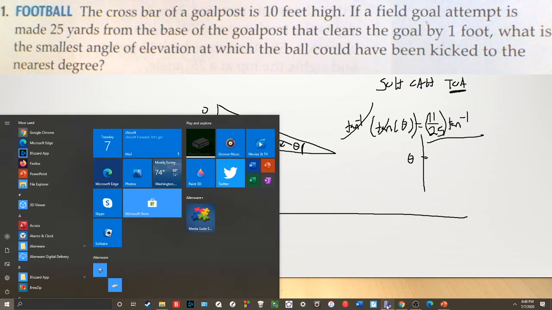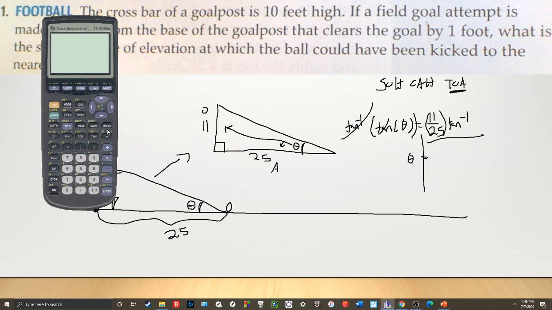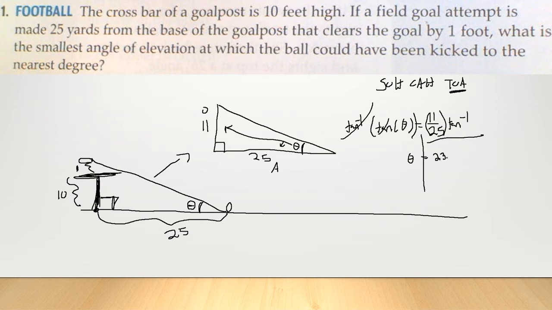And then over here, I just plug this into my calculator. So go to my calculator, make sure I'm in degree mode, which I don't think I am. Nope. Make sure you're in degrees. And then we do tan inverse of 11 over 25, which is 23.75. So you have to kick it at a 23.75 degree angle in order to clear it 11 feet high, which would be 1 foot above where you need it to go.